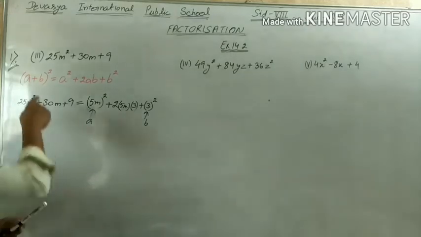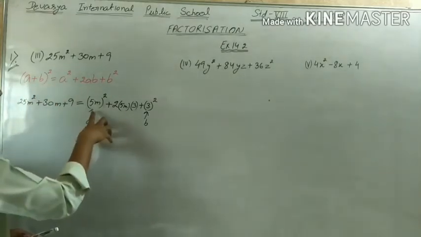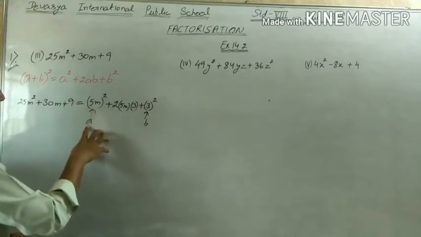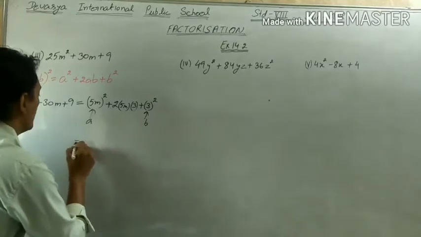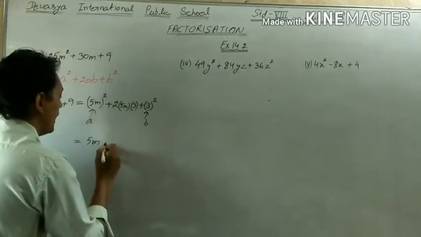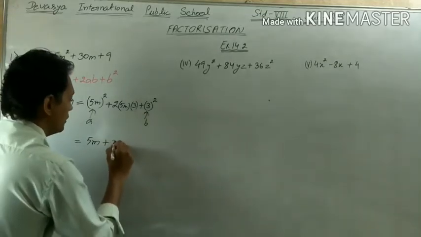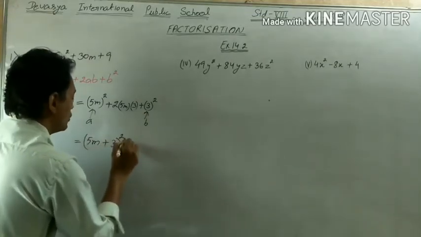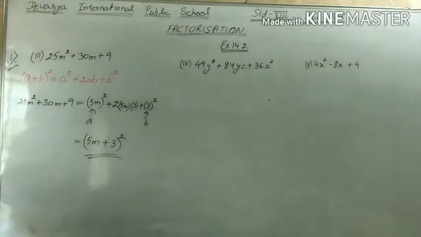Now the expression which corresponds to the left hand side of the identity is the desired factorization. So let us convert it into this form. So this is A plus B whole square. We have the quantity in the first term as A and the quantity in the last bracket as B. So we can convert it to A plus B whole square. This is your A, 5m, plus, this is your B, 3 whole square. So 5m plus 3 whole square is the desired factorization.